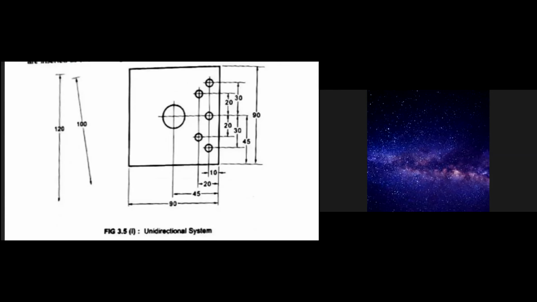So we can write the dimension at the middle of the dimension line. See here, within the dimension line, exactly at the center and middle, we have to break the dimension line, and within that gap we have to write the dimension value, and only from the bottom side of the figure. So in this unidirectional dimensioning system, we can write the dimension value.